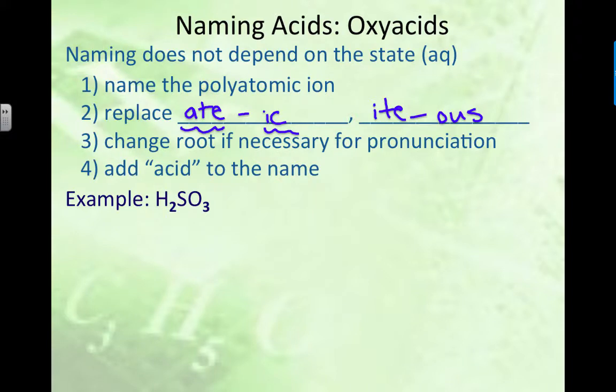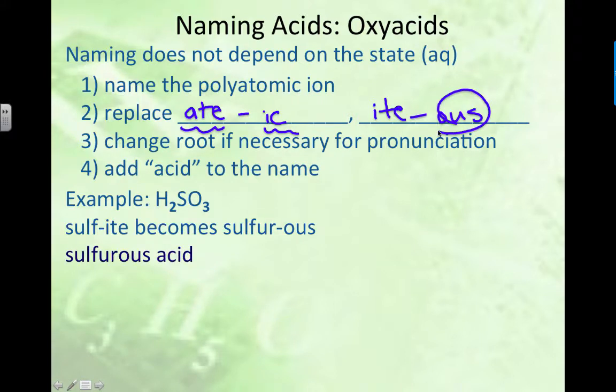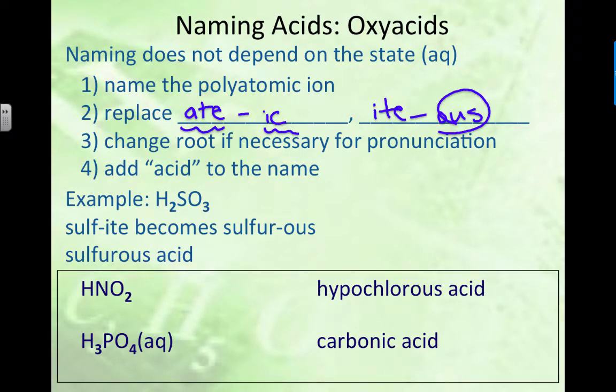So here we have H2SO3. Sulfite is our polyatomic ion. We're going to change the ending. The -ite turns to -ous, and so we name it sulfurous acid. Here's a couple more examples. NO2 is nitrite. So -ite becomes -ous. That's nitrous acid. Now let's do one more. Phosphate becomes, what does an -ate do? I ate something icky. So phosphate becomes phosphoric acid.